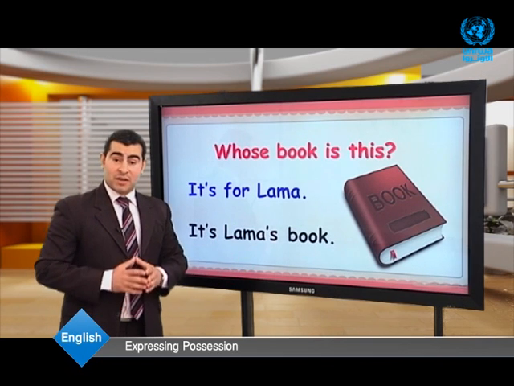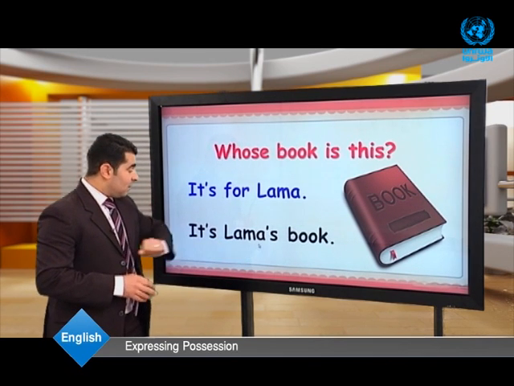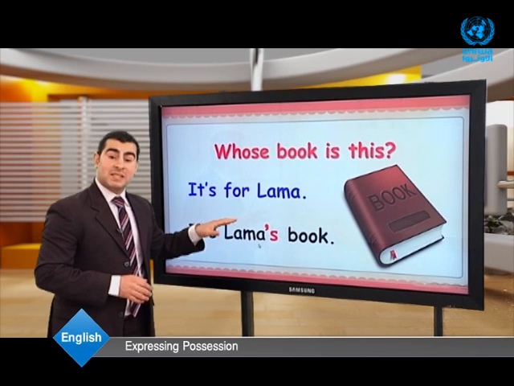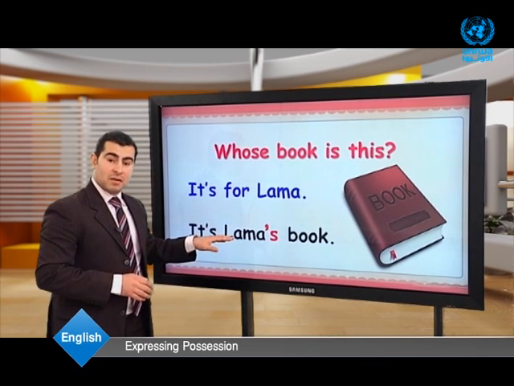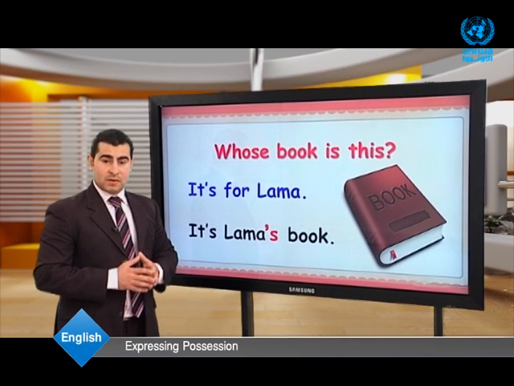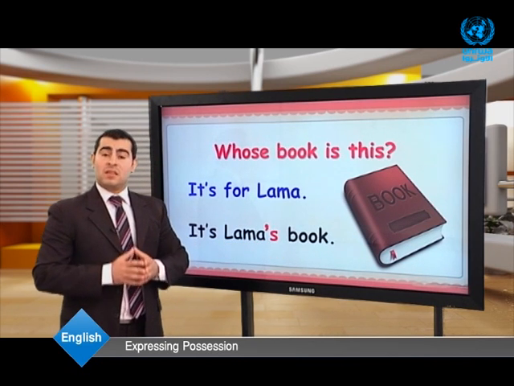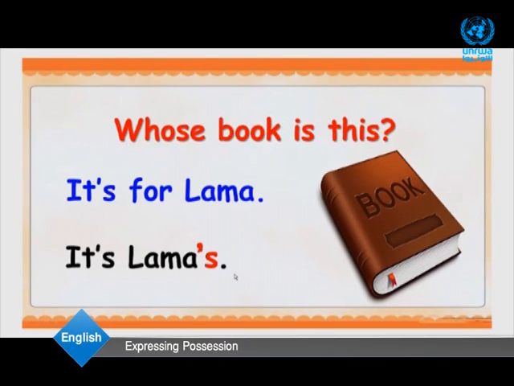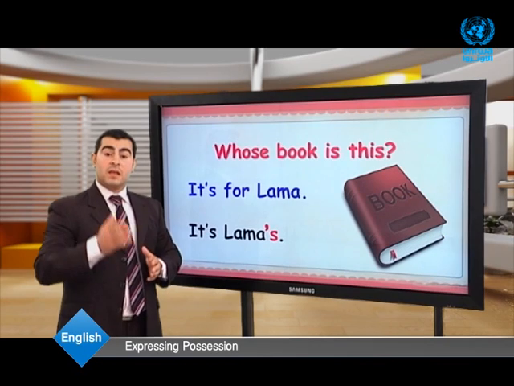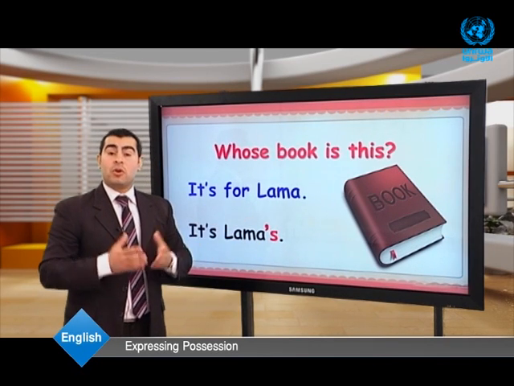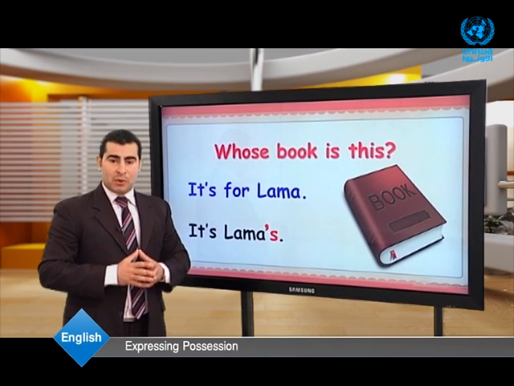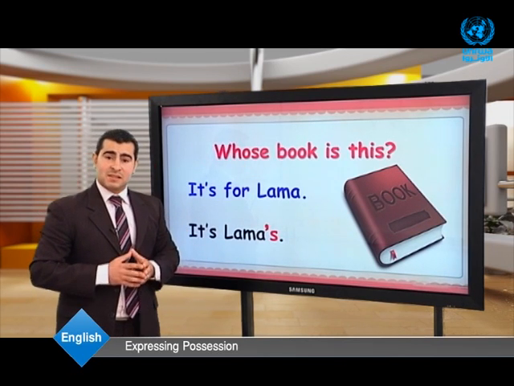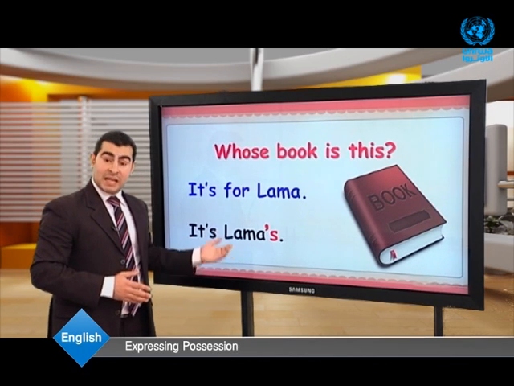Now, dear students, as you can see, we have the apostrophe plus s added to the name Lama, because Lama owns the book. Okay, can you delete the word book? Thank you very much. That's right. We delete the book and the sentence becomes it's Lama's. And why did we delete the word book? We deleted the word book because we already know what we are talking about. So, whose book is this? It's Lama's.